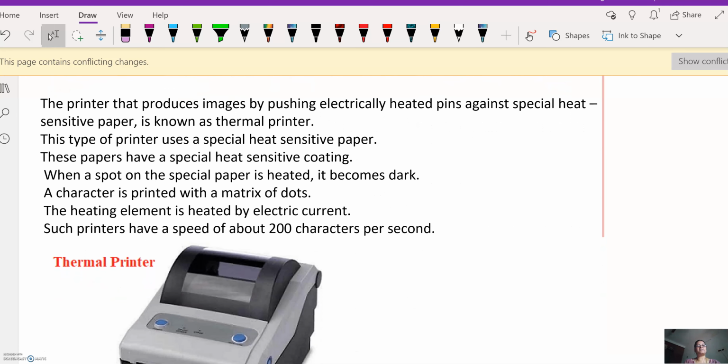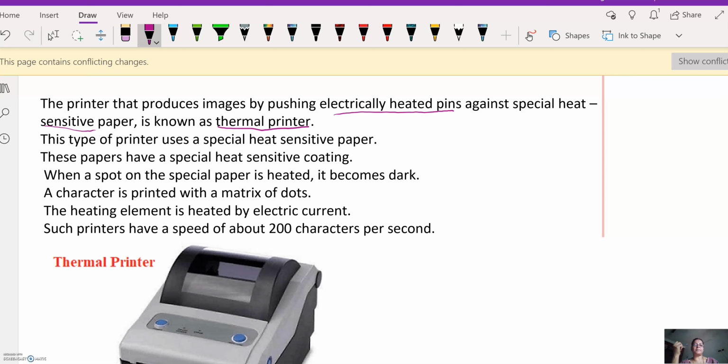And thermal printer, as the name implies, produces images by pushing electrically heated pins against a special heat sensitive paper known as thermal paper. So in thermal printer, we make use of heated pins. They are electrically heated and they produce output on the special paper.